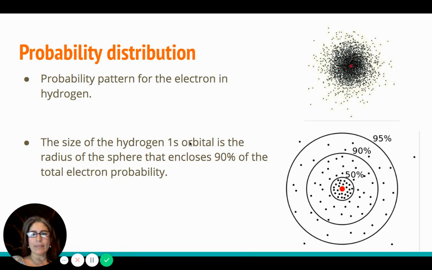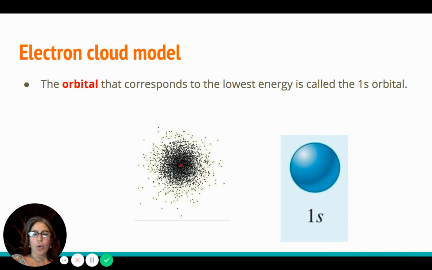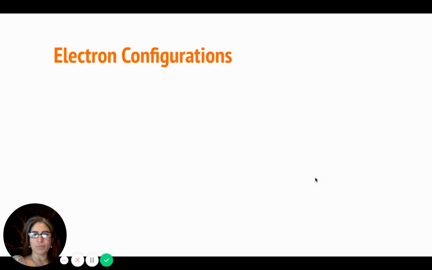So the 1s orbital, the one for the electron in hydrogen, is the radius of a sphere. Remember that we have to think in 3 dimensions. It is the radius of the sphere that encloses 90% of the total electron probability. The orbital that corresponds to the lowest possible energy is called the 1s orbital. And this is another representation in which we show a sphere to be accurate with the 3D location.